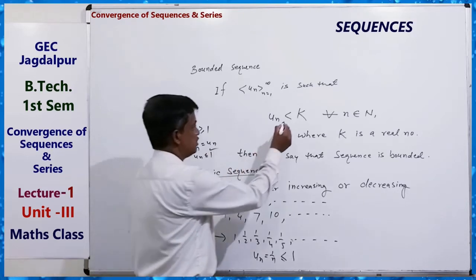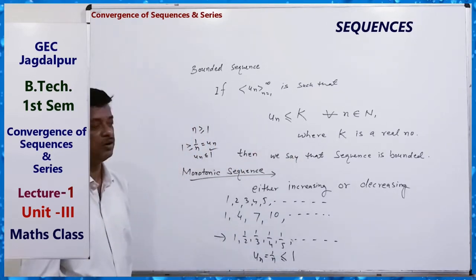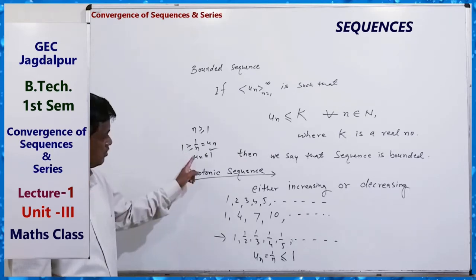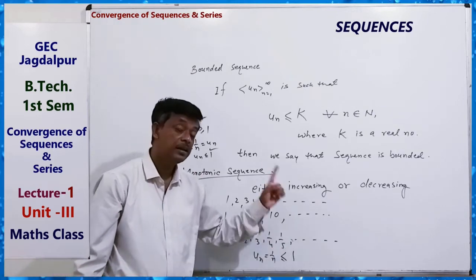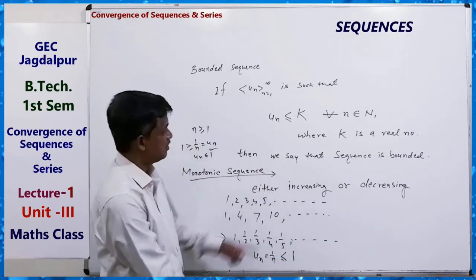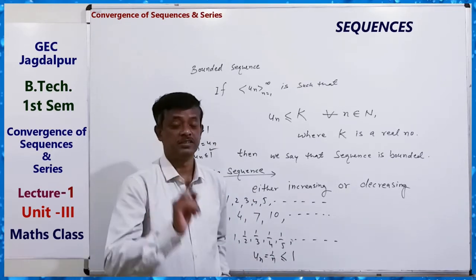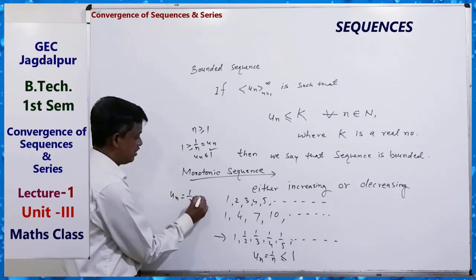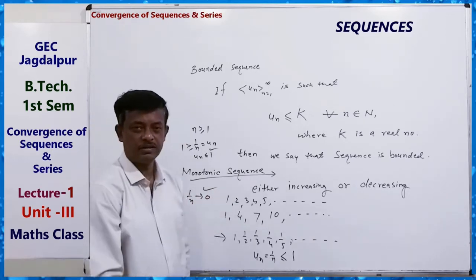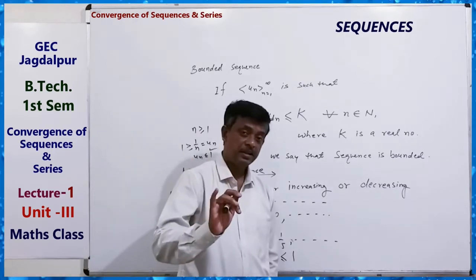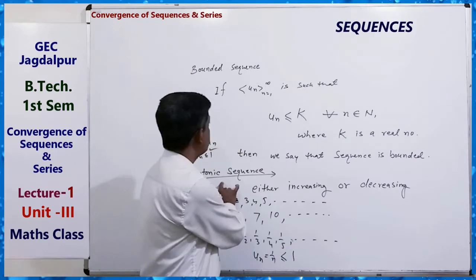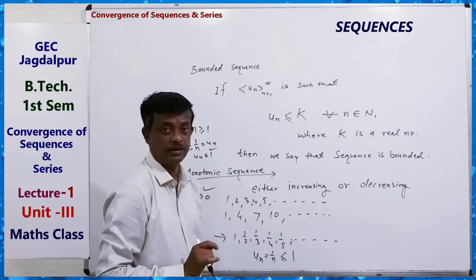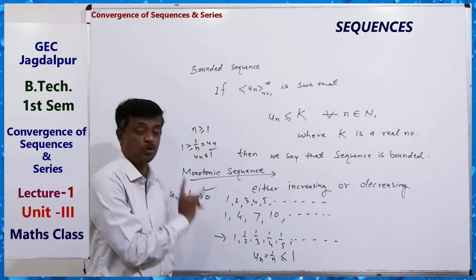So it is bounded. You can write it like this also: a bounded sequence may have equality. So this is bounded and monotonic, so it is a convergent sequence. Also we see that u_n, 1 by n, tends to 0. So every monotonic and bounded sequence is a convergent sequence.